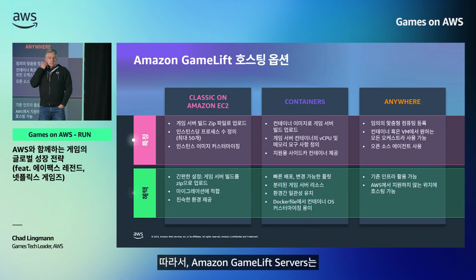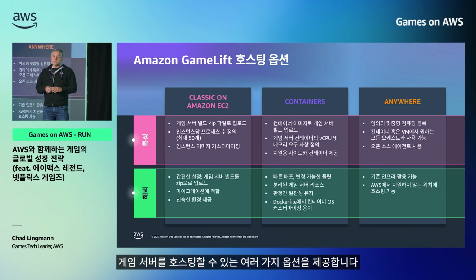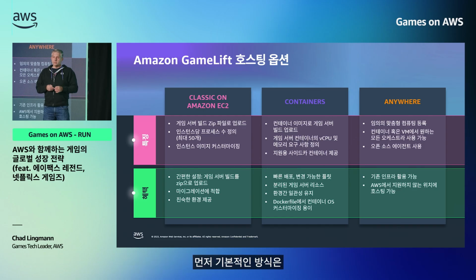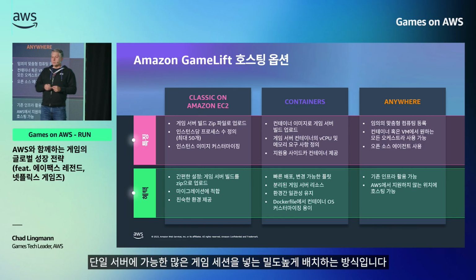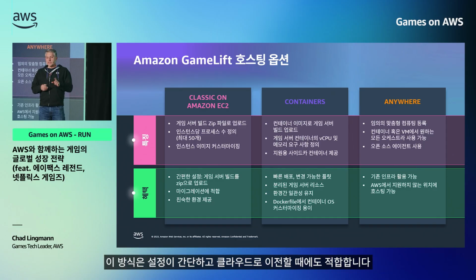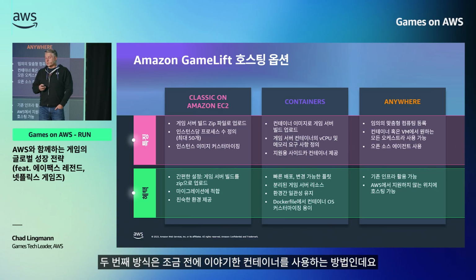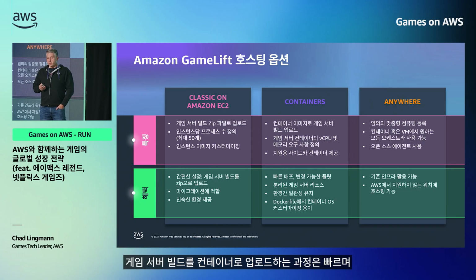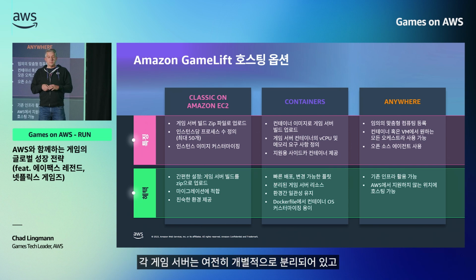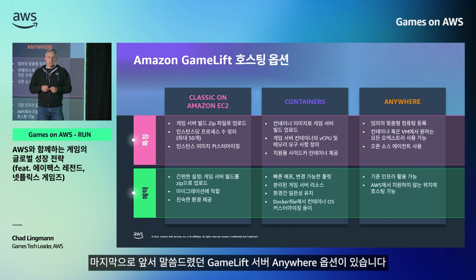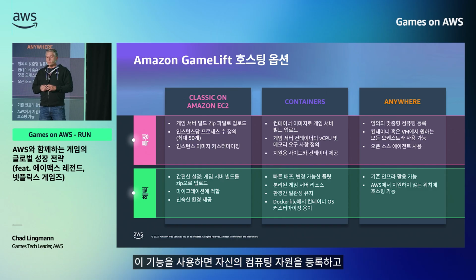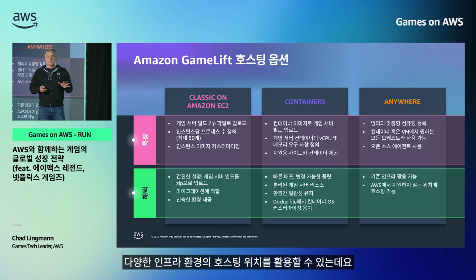So Amazon GameLift Servers provides multiple options for hosting your game servers. First, we have the classic approach, which is using those game servers where you pack your maximum amount of game sessions per server. And that setup is simple and great for game migrations. And then the second was the support for containers, which we just talked a little about, the container starter kit. Uploading your game server build as a container is fast, and each game server is actually still isolated. And you can also customize that with the Dockerfile. And then finally, we have GameLift Servers Anywhere that I talked a little bit about already, which allows you to register your own compute and leverage different infrastructure hosting locations.